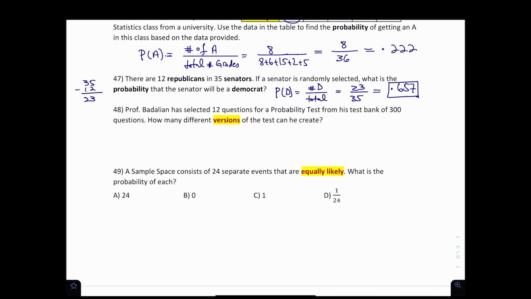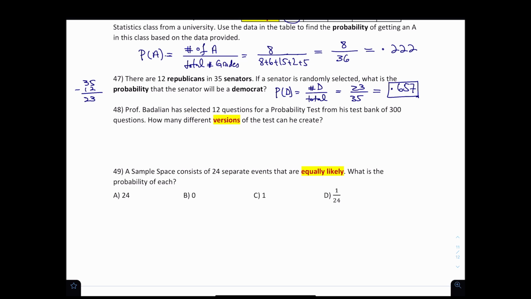Basic classical probability where you divide the part by the whole. Excellent. Let's move on to 48. Professor Bedadian has selected 12 questions for a probability test from his test bank of 300 questions. How many different versions of the test can he create?